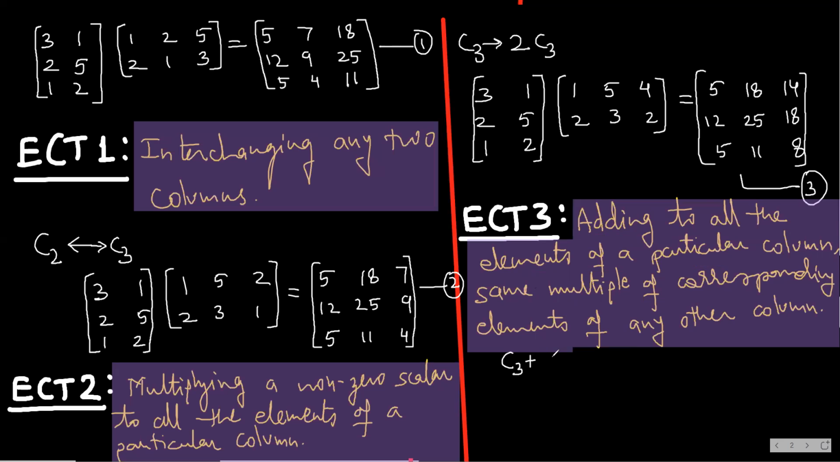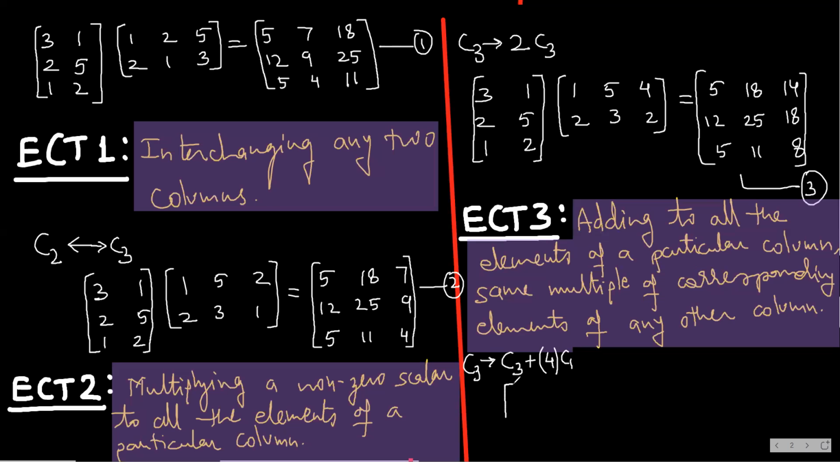You can even write 4 times, any number. You can write 4 times C1, or you can write minus 4 times C1, whichever you wish, that is okay. It has to be just the same multiple for corresponding elements. So when you do this, wouldn't that C3 change? It will definitely change. So C3 changes to C3 plus 4C1. Now students, see what will happen next.